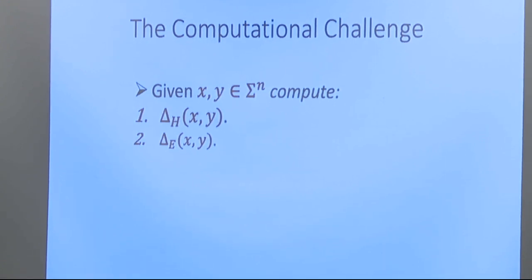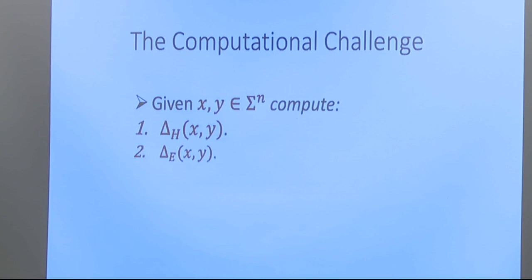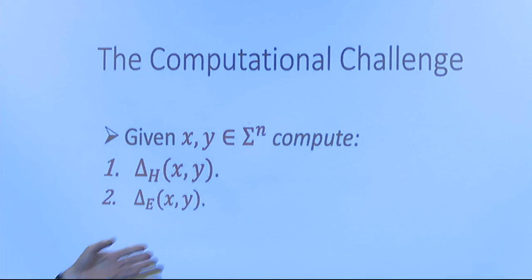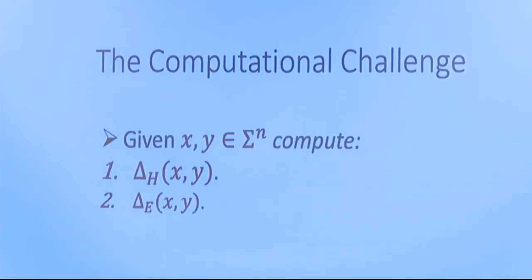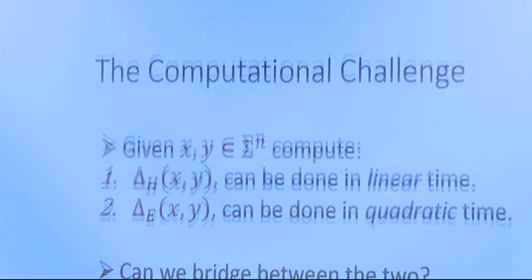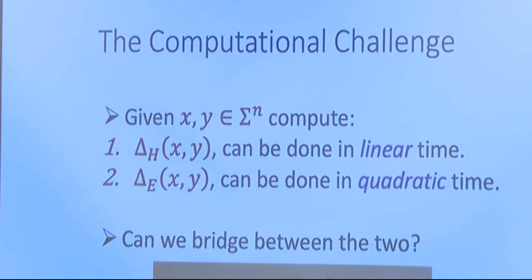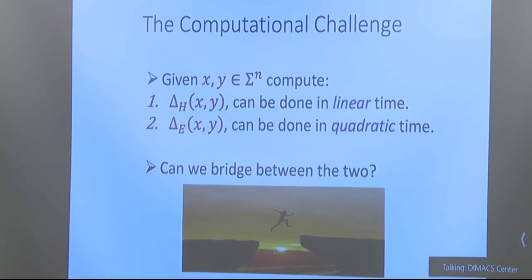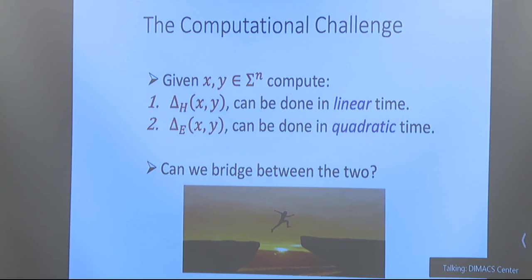So the computational task would be: I give you 2 strings. Can we compute their Hamming distance? Can we compute their edit distance? Clearly the Hamming distance can be computed in linear time. But the edit distance takes much longer. It can be done only in quadratic time, and this seems to me to be optimal under a reasonable hardness assumption. So a natural question is, can we bridge the gap between the metrics?